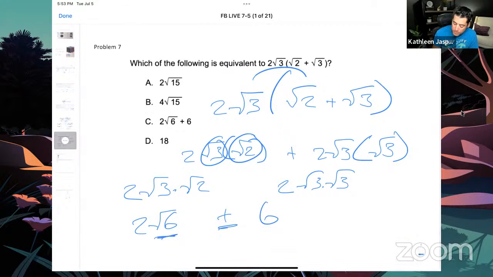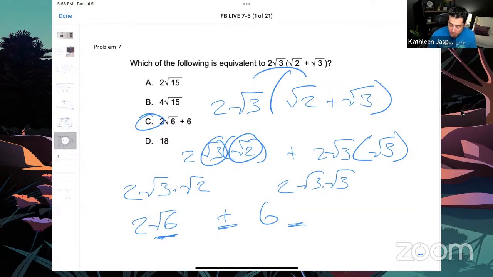Why are they not like terms? Because this one has a square root of 6 on it, and this one doesn't. So we look at our answer choices, and C is the correct answer because we can't. That's as simple as it can go. That is your answer. Okay.